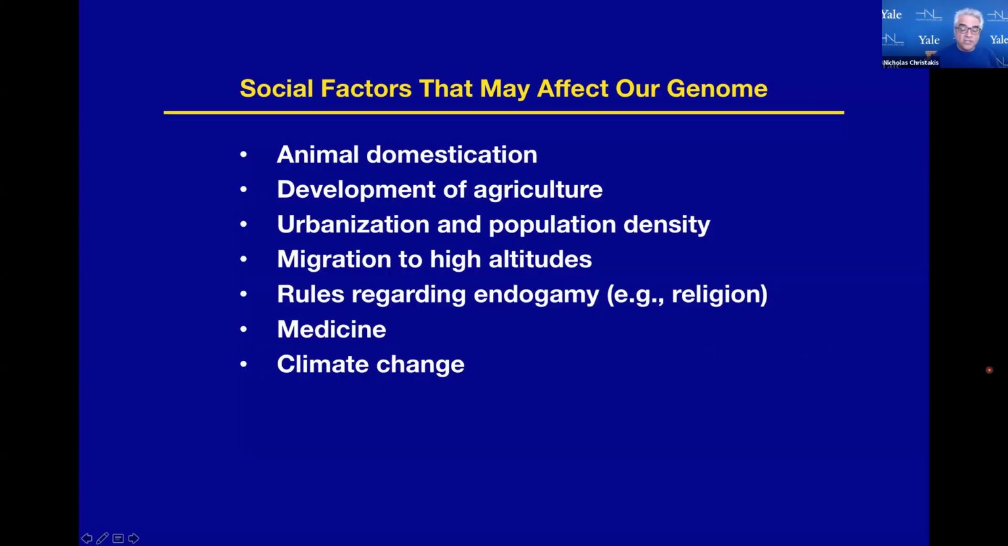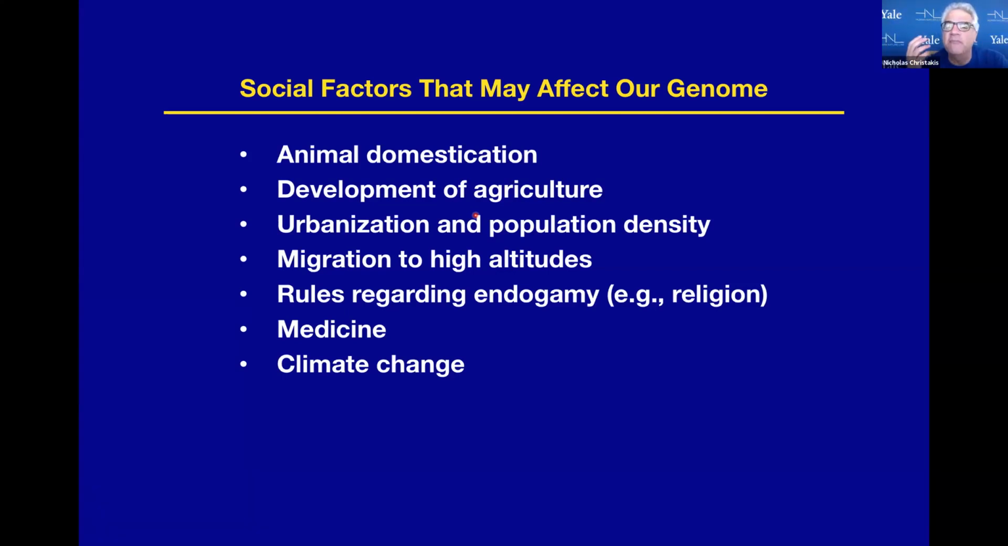And in fact, there are other similar sorts of possibilities too, beyond animal domestication. So many things that we humans have done over the last few thousand years may be changing the course of human evolution, not just animal domestication, but the development of agriculture or the invention of cities, which have dramatically increased human population density, or the migration to high altitudes on our planet, or rules that we have promulgated regarding endogamy. In other words, we invent religions. Those religions often specify who you can marry. And once we specify who you can marry, it can change the course of our evolution.